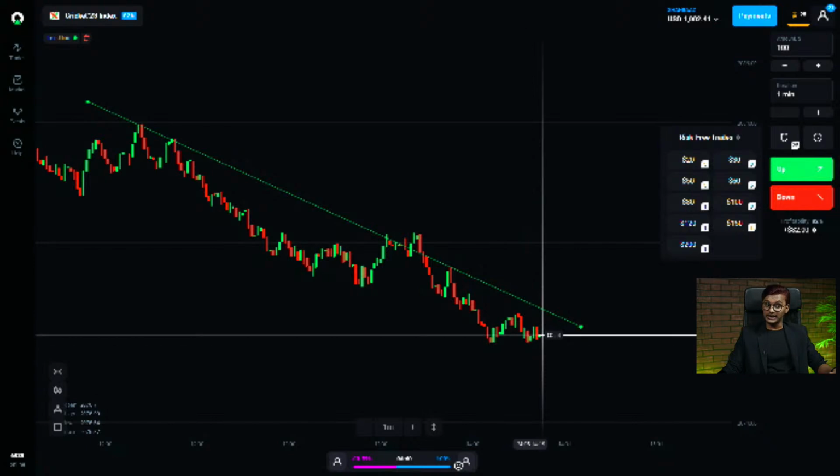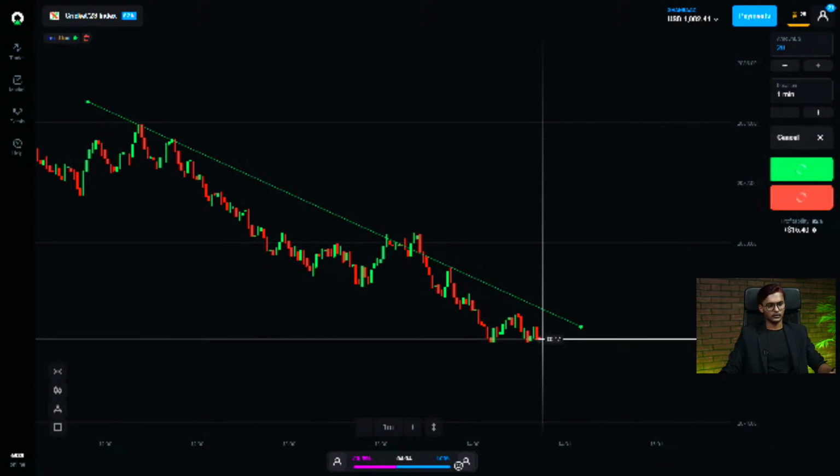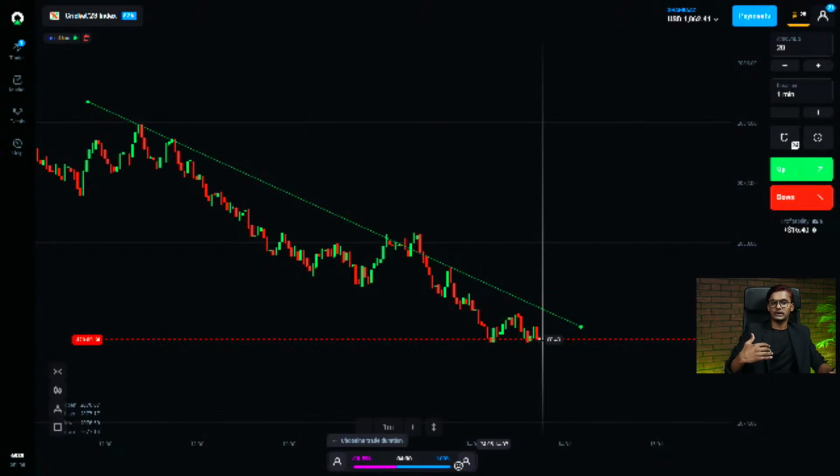Whether it will break this level or not, I'm not sure. So I will reduce my quantity from 50 to maybe 20 on a downward trade. And if it breaks this level, I will take one more $20 trade. You know, this is how I manage risk. If I lose, I will lose only $20 because the market didn't move in my favor. But if it breaks this level, I will win $20, and then I will also take another $20 trade, which will make my total profit like $40, with low risk.